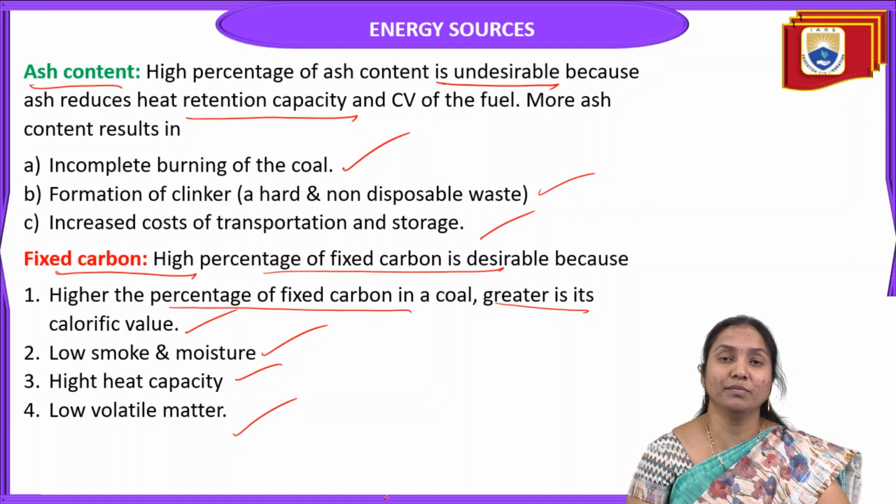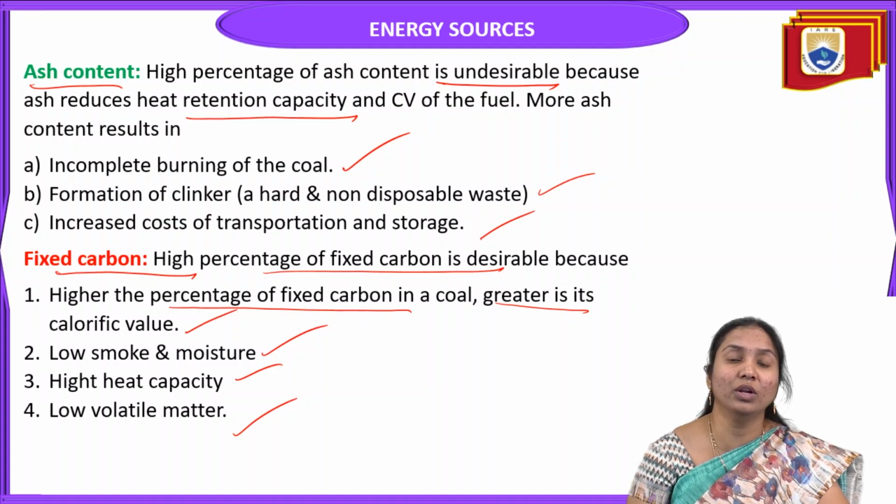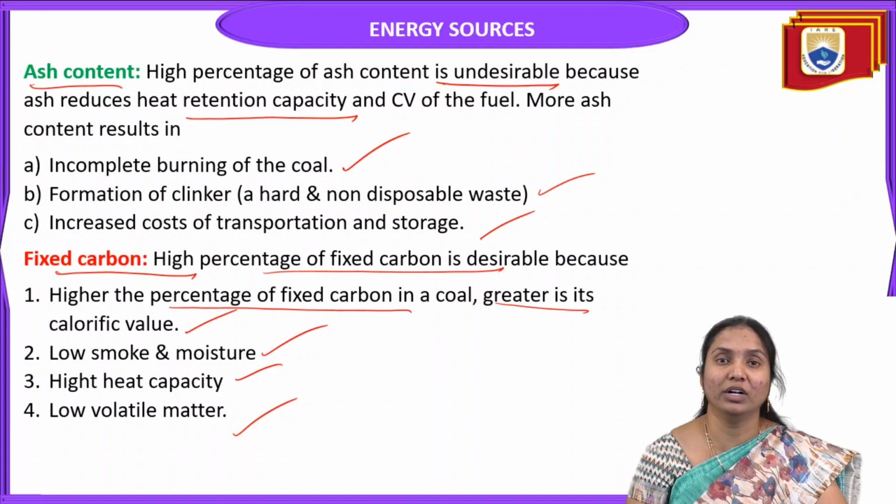So proximate analysis is mainly used to fix the price and quality of coal. For that purpose we analyze the percentage of moisture content, volatile matter, ash content and fixed carbon. Good coal always contains a high percentage of carbon and a less percentage of moisture content, volatile matter and ash content.